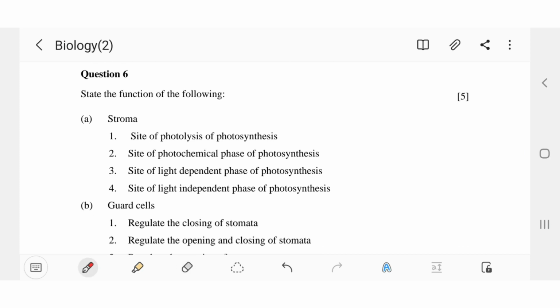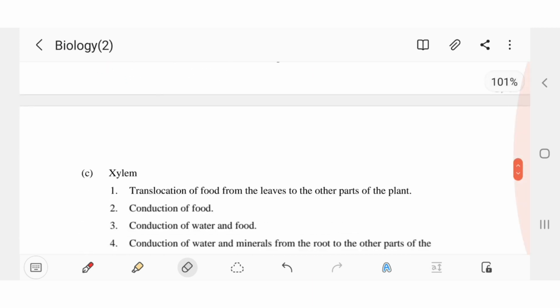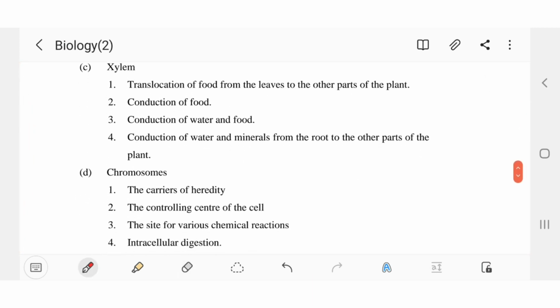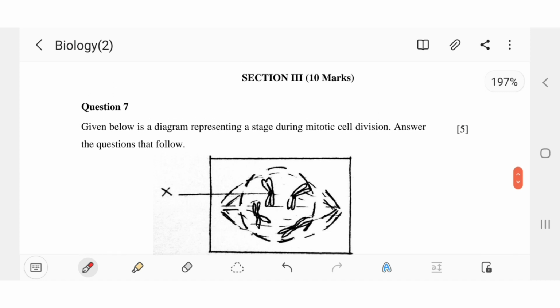A, stroma. It is for light independent reaction. So D option is correct. B, guard cells, regulate the opening and closing of stomata. C, xylem, conduction of water and minerals from the root to the other parts of the plant. D, chromosomes, the carriers of heredity. E, hydathodes, help in guttation. Now section 3, question number 7.